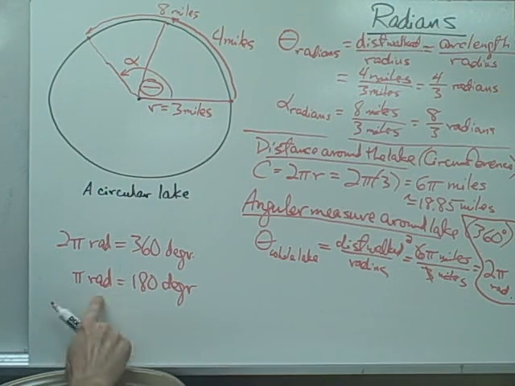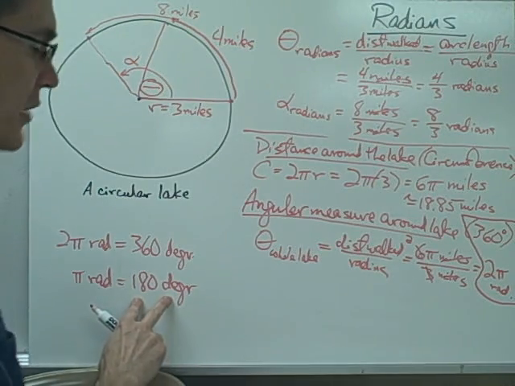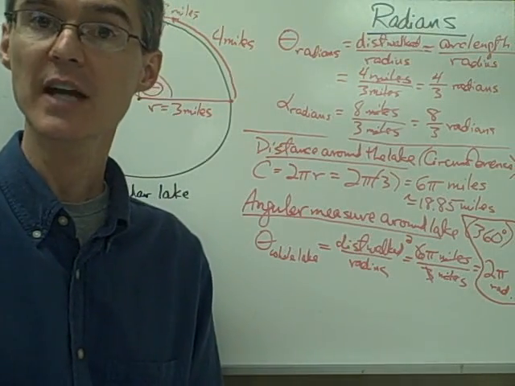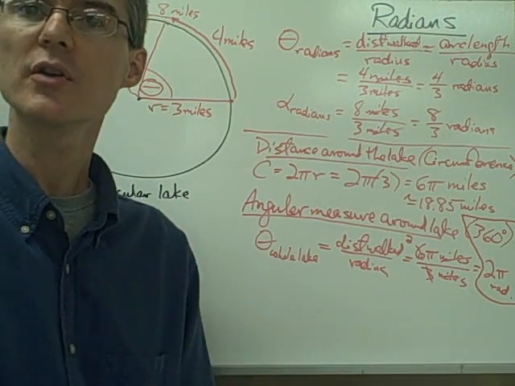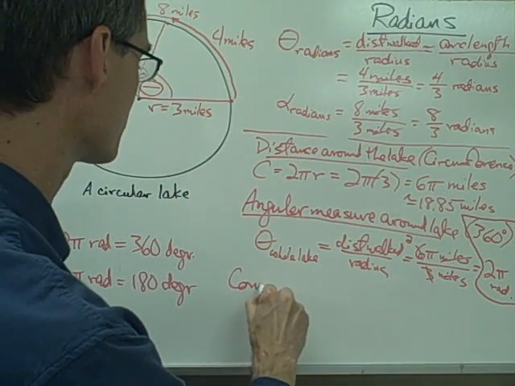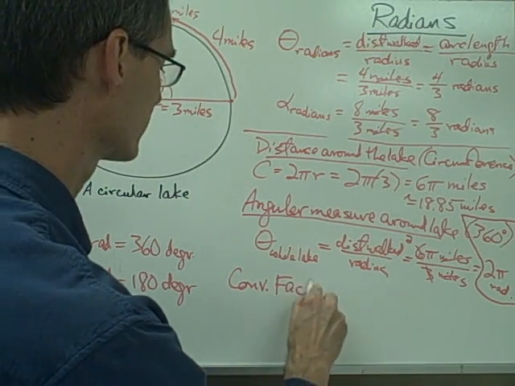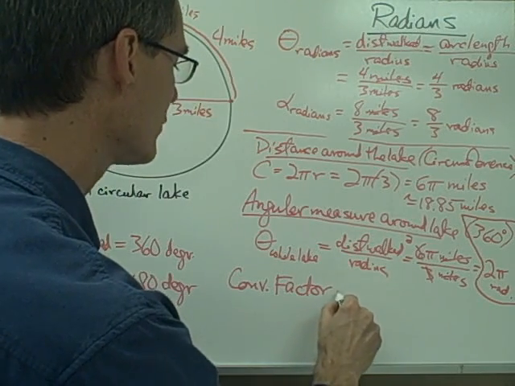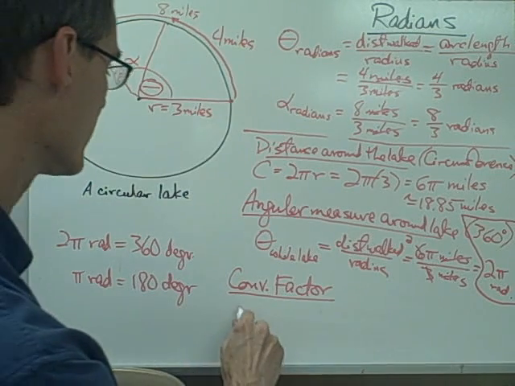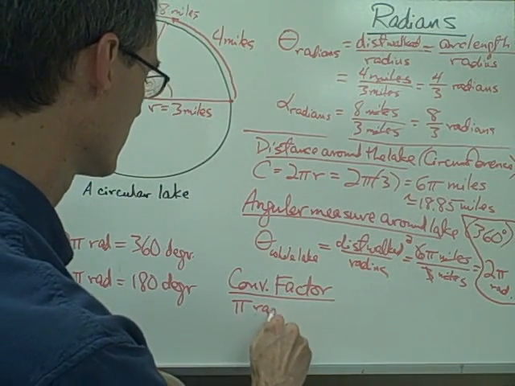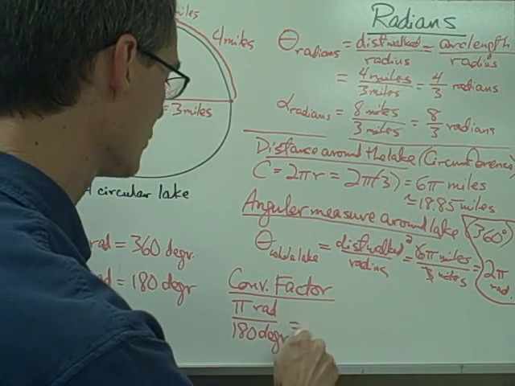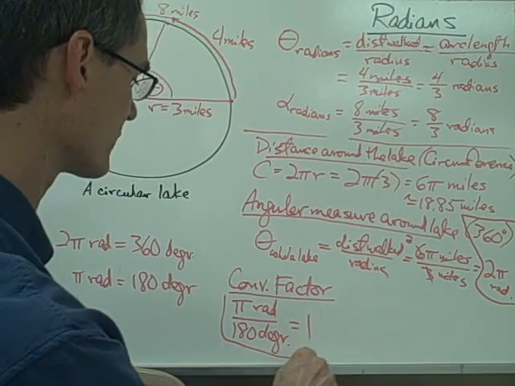Well, this relationship here, since pi radians is equal to 180 degrees, I can use that to come up with a conversion factor, which I can use to convert measures from radians to degrees. That conversion factor, remember when we talk about a conversion factor, I need something that equals 1. Well, pi radians over 180 degrees equals 1. So I can use this as a conversion factor.